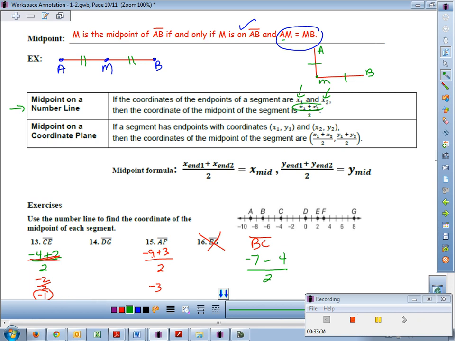Numerator. -7 minus 4 is how much? Does that come out nice? Or will that be a decimal? That will be a decimal. So that means you will not punch that in. That's the coordinate of the midpoint, -11/2. If it doesn't come out to be an even number, like an integer, then there it is, -11/2. Sound okay? That's midpoint on a number line.